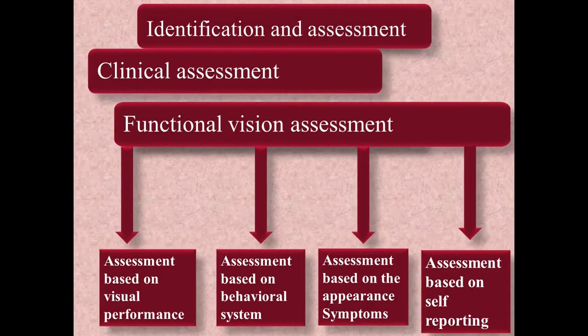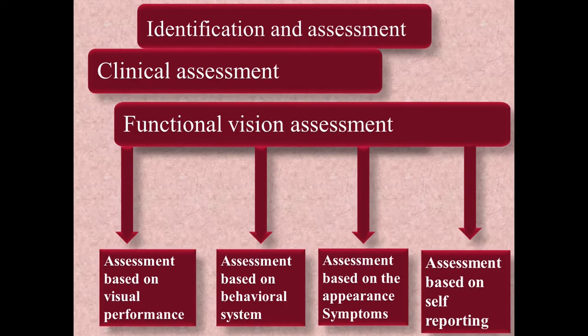Let us see the identification and assessment. So, there are two types of identification and assessment. The first one is clinical assessment, the second one is functional vision assessment. In clinical assessment, by far the Snellen chart, developed by Herman Snellen, a Dutch ophthalmologist, is the most common visual screening test.